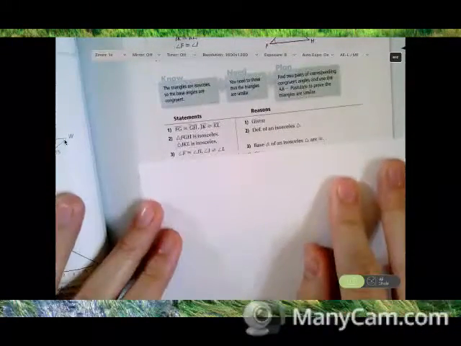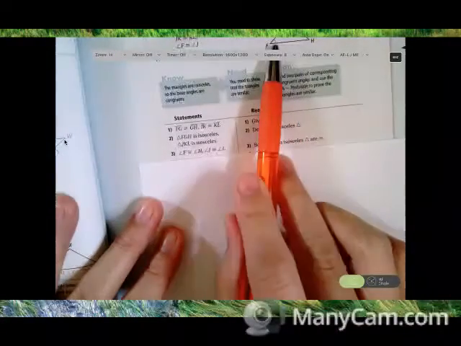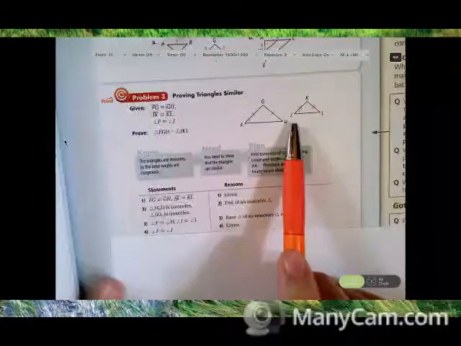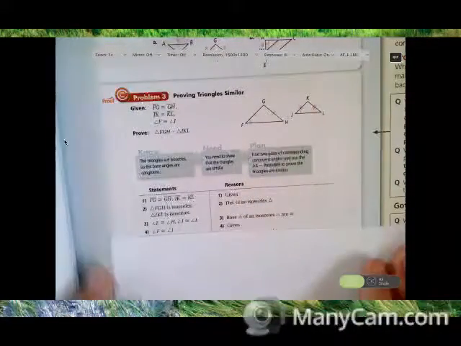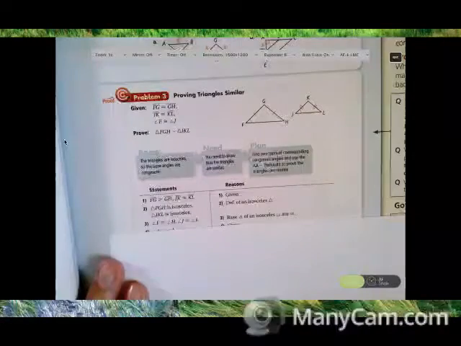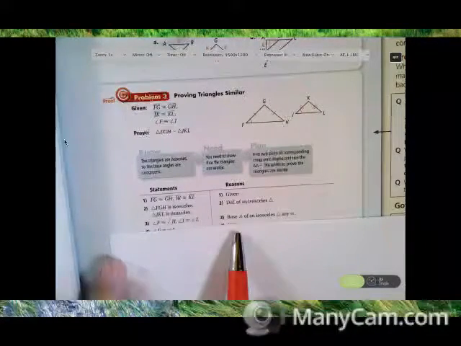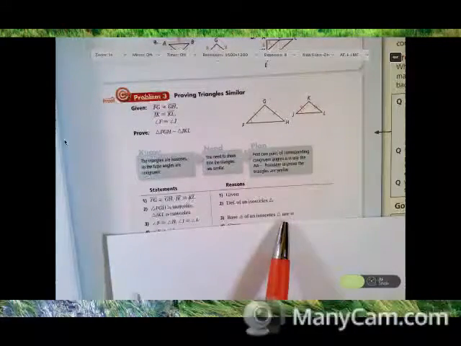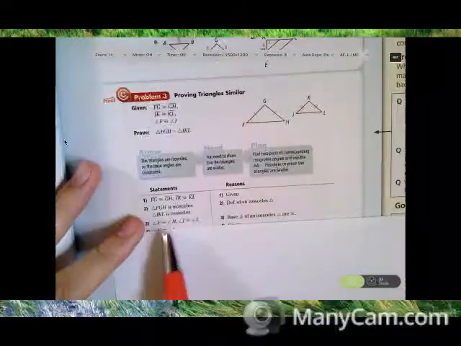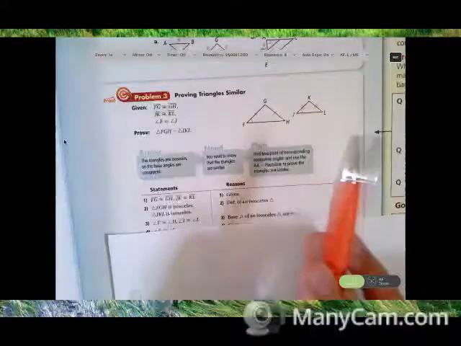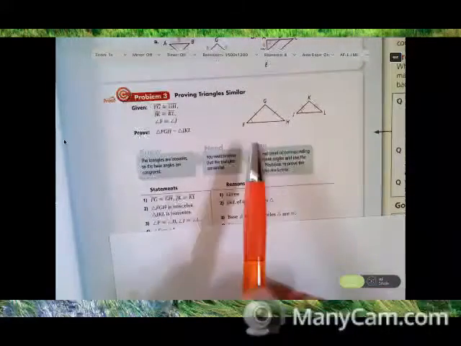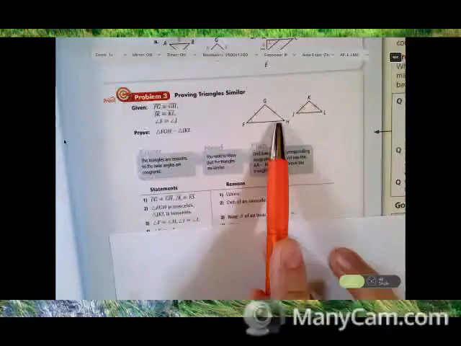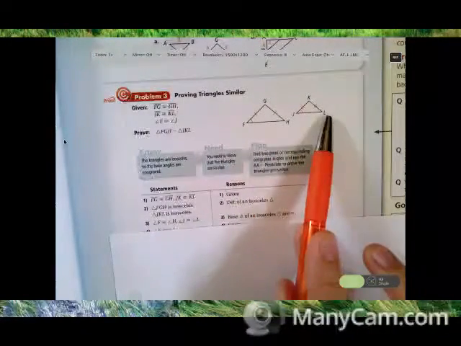Because of that, we can say that angle F is congruent to angle H and angle J is congruent to angle L, because that is a property of isosceles triangles. The base angles of isosceles triangles are congruent. Now we want to relate. We can't use the AA similarity postulate yet because we need to prove that angle H is congruent to angle L in order to do that.